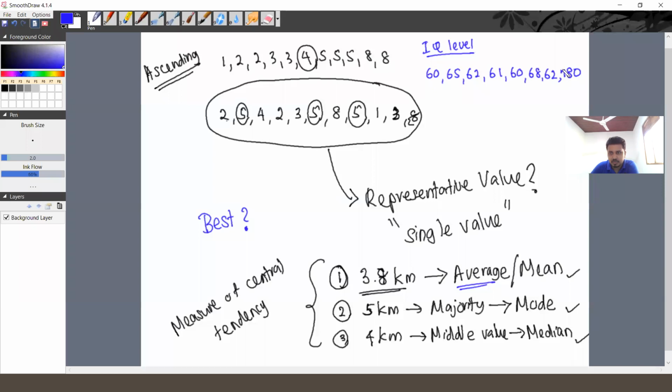Let's say 280. Now calculate and tell me what is the average of the data set. These are the IQ levels of how many students? 1, 2, 3, 4, 5, 6, 7, 8 students. The IQ levels are 60, 65, 62, 61, 60, 68, 62, 280. Now calculate and tell me what is the average value here.